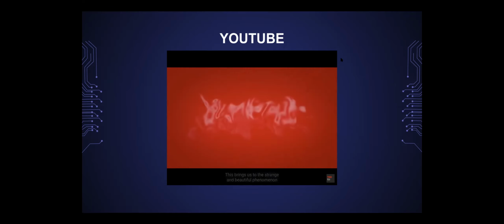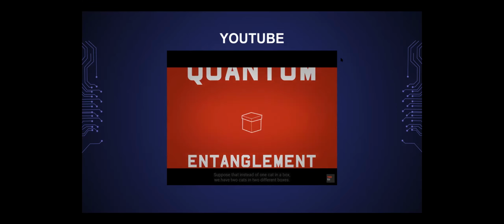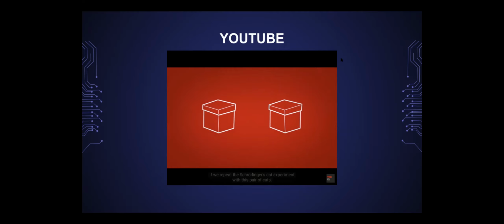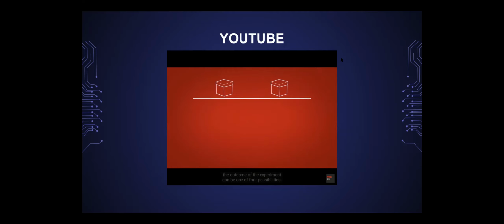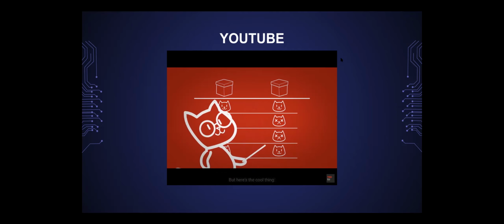This brings us to the strange and beautiful phenomenon of quantum entanglement. Suppose that instead of one cat in a box, we have two cats in two different boxes. If we repeat the Schrodinger's cat experiment with this pair of cats, the outcome of the experiment can be one of four possibilities. Either both cats will be alive, or both will be dead, or one will be alive and the other dead, or vice versa. The system of both cats is again in a superposition state, with each outcome having a 25% chance rather than 50%. But here's the cool thing.